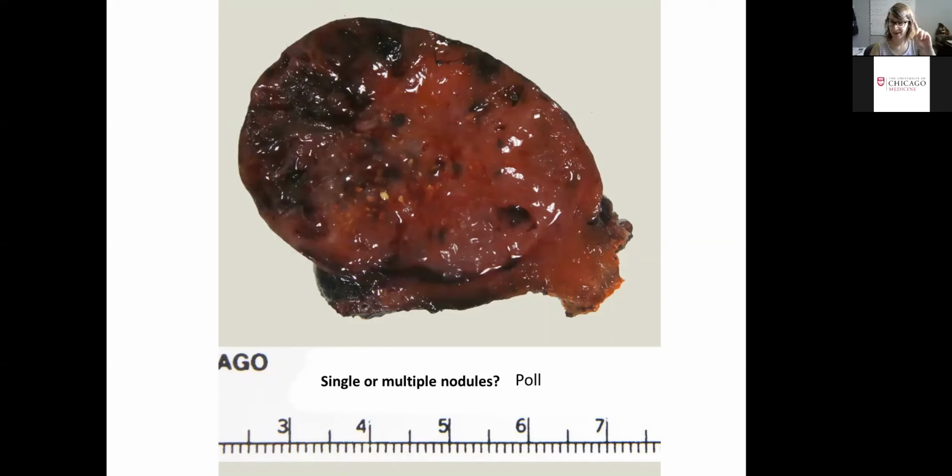lesion. Oh wow, that sun's in my eyes. Excuse me, I'm just gonna close it for a second. If I can reach it.